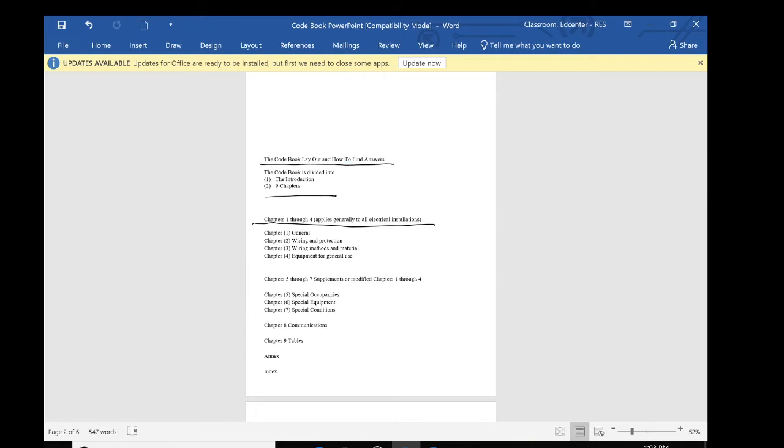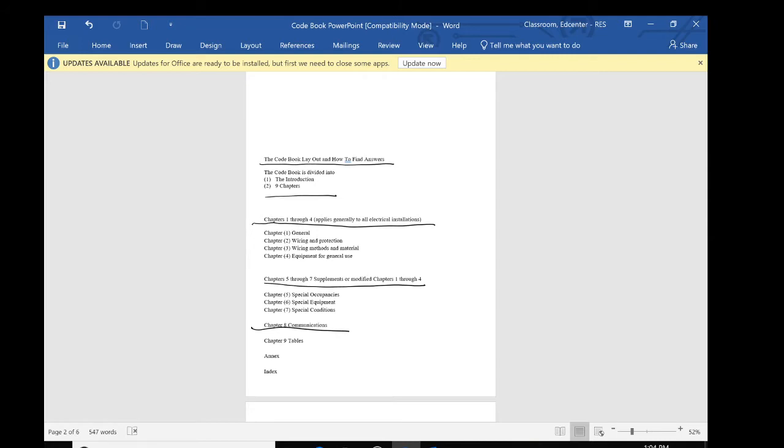Chapters 5 through 7 supplement 1 through 4, and so that's the only time you would change it. Most of our time is going to be in 1 through 4. That's where most of the meat in the code book is. Chapter 5 is special occupancies. Chapter 6, special equipment. 7, special conditions. Chapter 8 is communications, and it's standalone by itself. Doesn't really apply to anything else unless it specifically states it does.